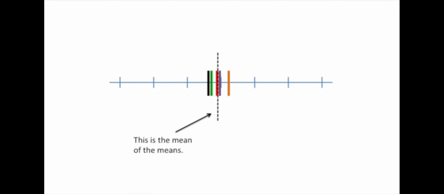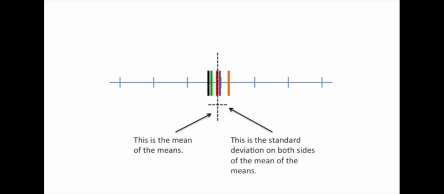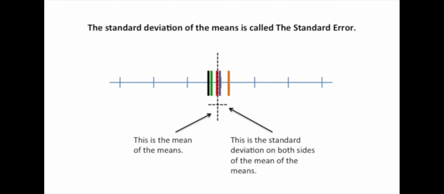This is the mean of the means, and this is the standard deviation on both sides of the mean of the means. It's a little bit of a tongue twister there. The standard deviation of the means is called the standard error, and that's all there is to it. It's just that simple.